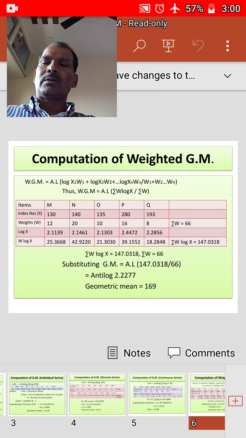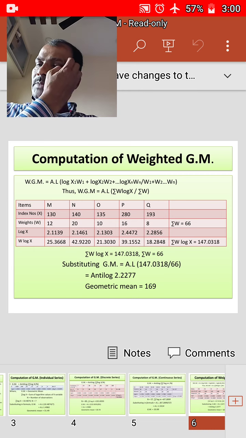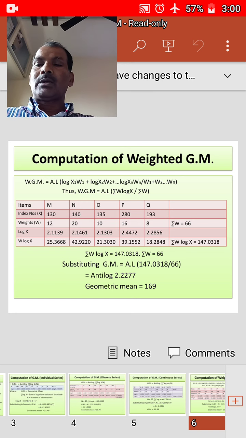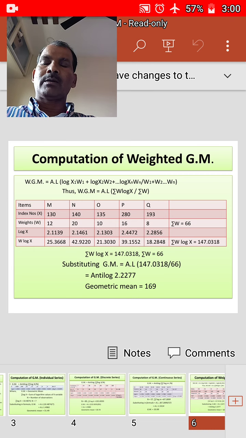In order to find the weighted geometric mean, the items' index numbers are taken as x, and weights are given. We need to add all the weights and find the total, which will become sigma w. Sigma w is equal to 66 here. Now we need to find log x. Index number values are considered here as x. If you find the log values for those index numbers, you will get log x.